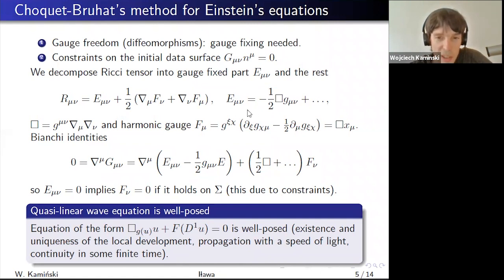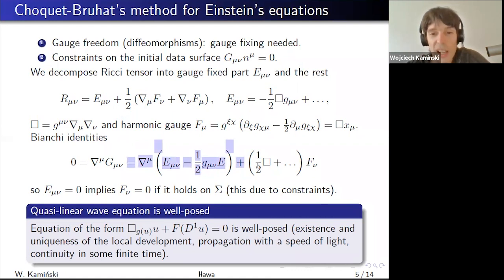Of course, once we solve it with the initial data, we still don't know that the Ricci tensor is zero. So we only know that E is zero. In order to know that we have a solution of Einstein equation, we need to know also that the gauge is satisfied, so that this F is equal to zero. And what is clever in this method is that in fact we can deduce this already using Bianchi identities.